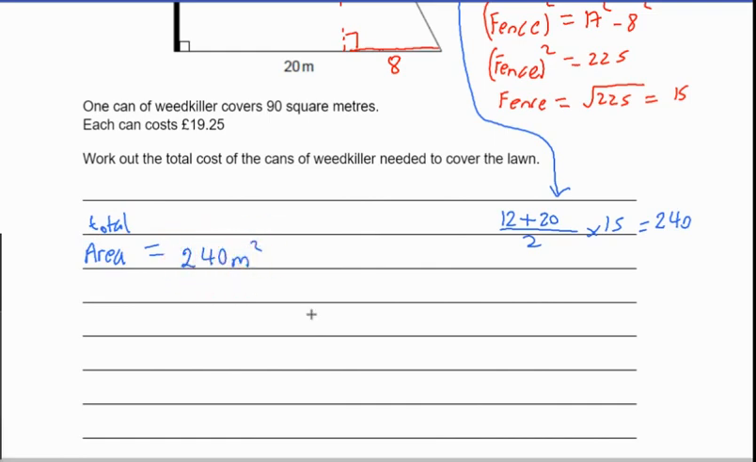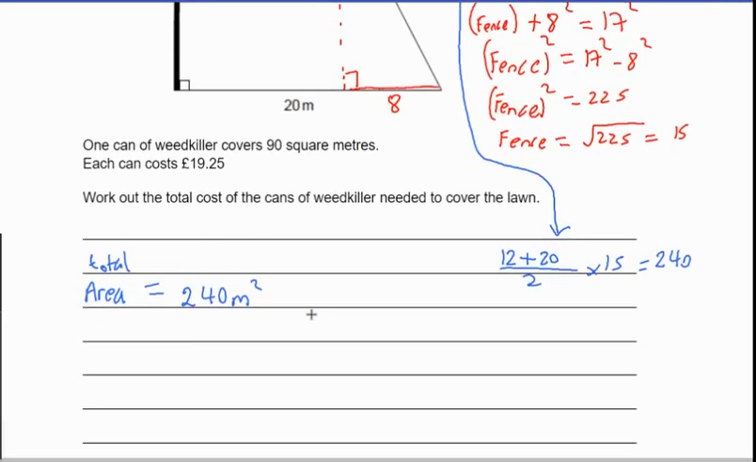240 meters squared. Okay, then I know that 1 can of weed killer covers 90 square meters. So how many 90s go into 240? Well, 90 plus another 90, well, that's going to give me 180, but that's not going to cover all of it, so I have to buy an extra can. So plus 90. It does go to 270, but if I buy 2 cans, that's not enough. Okay, so that's 90 meters squared, 90 meters squared, 90 meters squared, gives me 270 meters squared. I'm going to have the extra, but I have to buy 3 because 2 isn't enough.